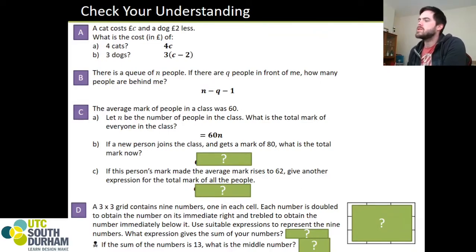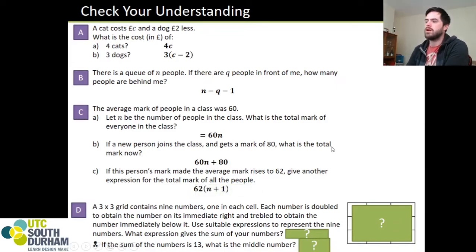If a new person joins the class and gets a mark of 80, the total mark now would be what the mark was originally, plus 80. This person's mark made the average rise to 62. So let's give another expression for the total mark of all the people. Well, 62, the new average, multiplied by n plus 1. The sharp attacks amongst you will be able to figure out exactly how many people are now in the room. But that's for another time.